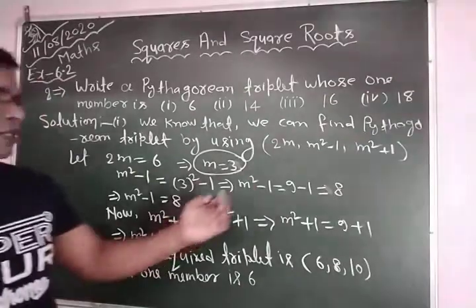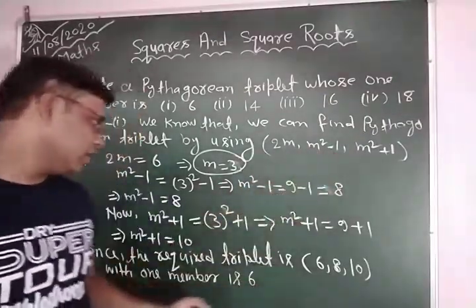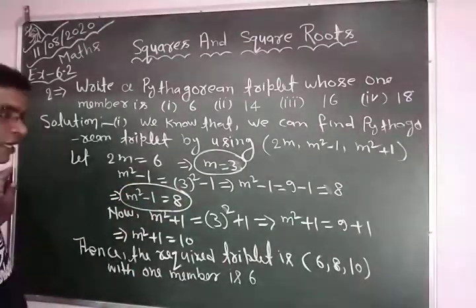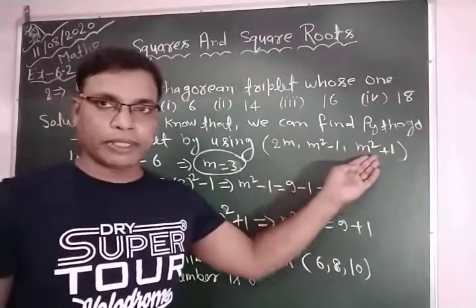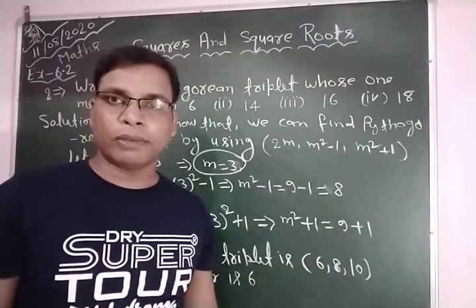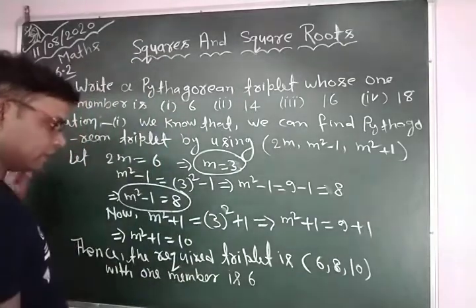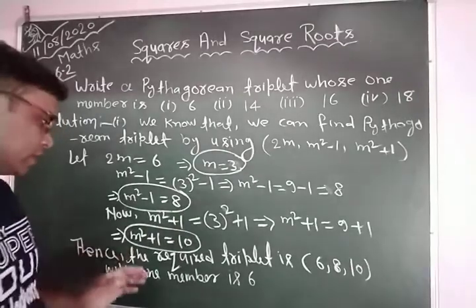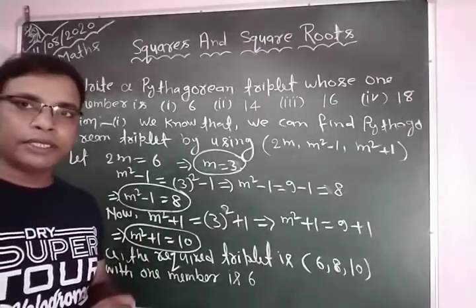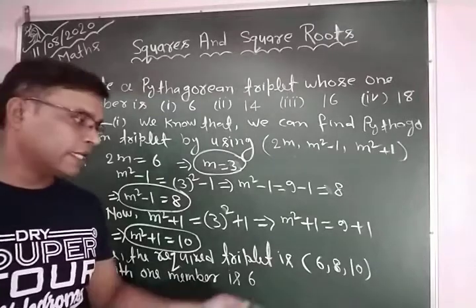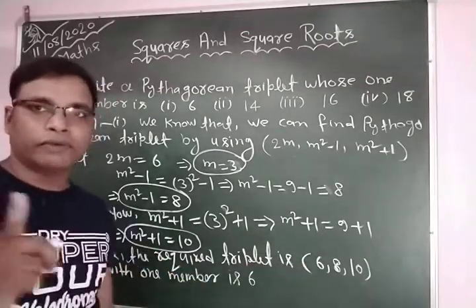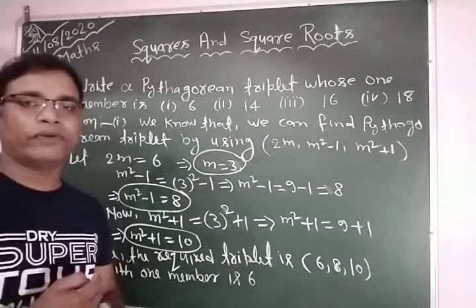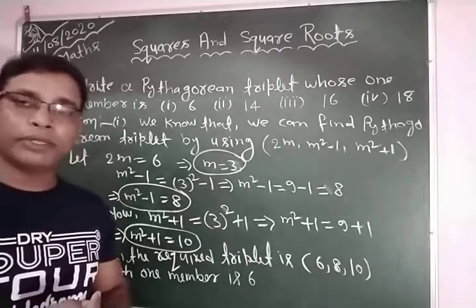After this we find the value of m square minus 1. You can see this is 8, and next we put the value of m here and find the value of m square plus 1. So m square plus 1, you can see, is 10. Okay, so in this way the required Pythagorean triplet is 6, 8, 10 with one member 6, which is given. Okay, so students, I hope all of you understood how to find a Pythagorean triplet if one member is given.